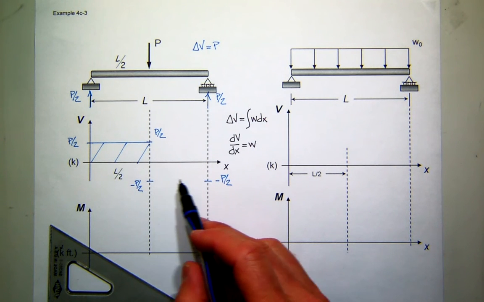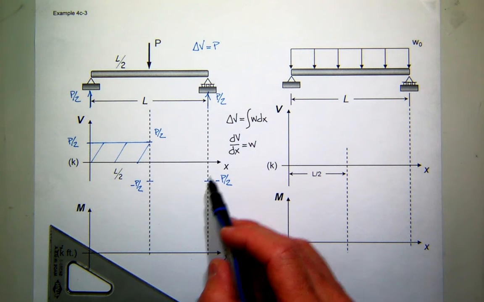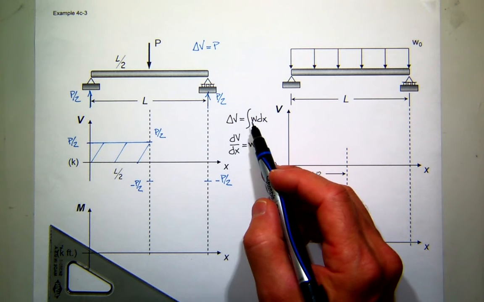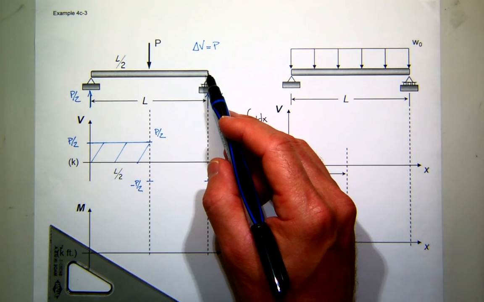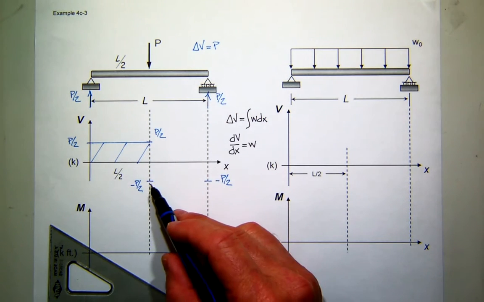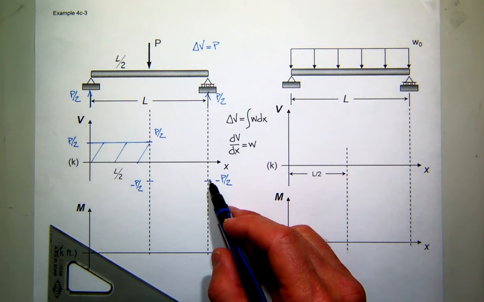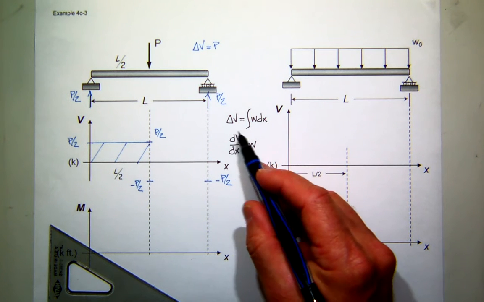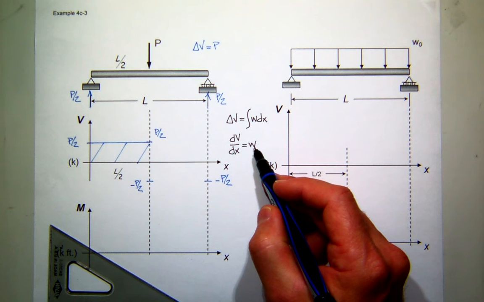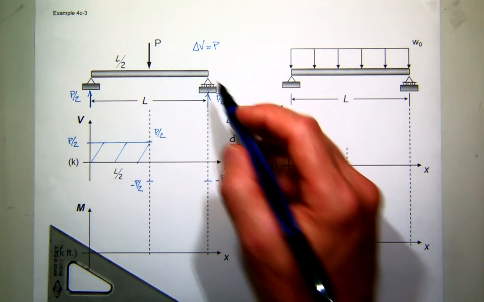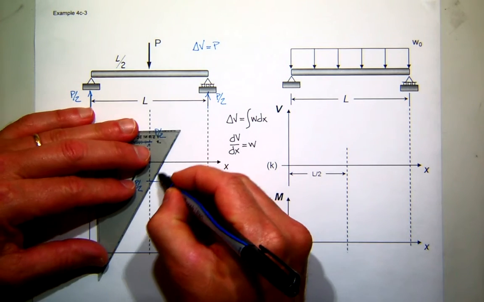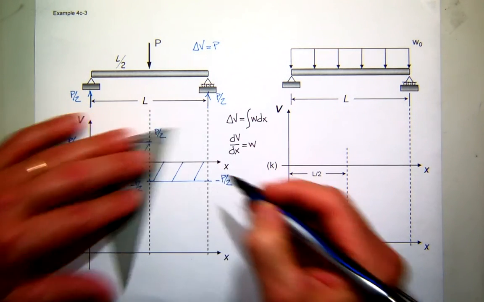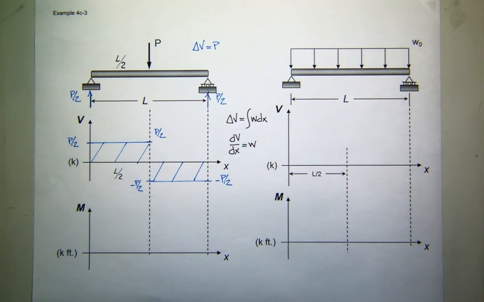Now the change in shear between these 2 points is given by this expression, which is the integral of the load. And if you look up here, the load is 0. So the area is 0, and it matches. There's no change in our shear. The slope of the shear diagram is equal to the load. What is the load? 0. So 0 slope, horizontal line. And there is your shear diagram. What's the maximum shear in the beam? P over 2.